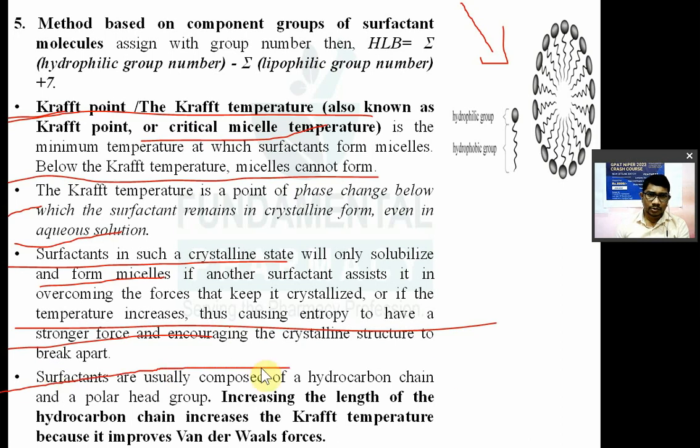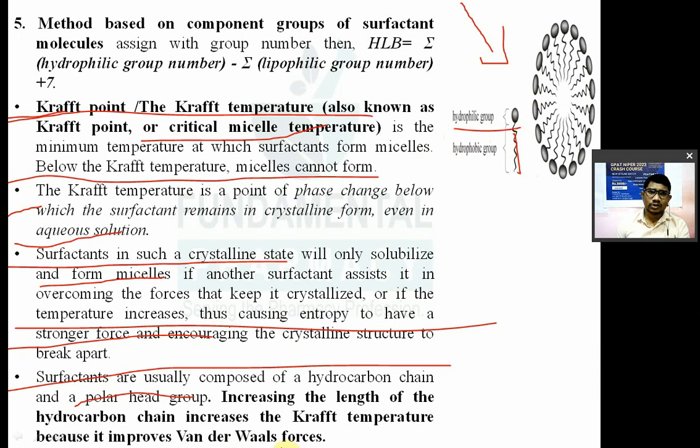Surfactants usually are composed of a hydrocarbon chain and a polar head, है ना. तो polar head होता है इसमें, और बाकी लिपोफिलिक पार्ट जो होता है, क्या होता है? हाइड्रोफिलिक पार्ट is the head. जो टेल होता है लिपोफिलिक टेल.